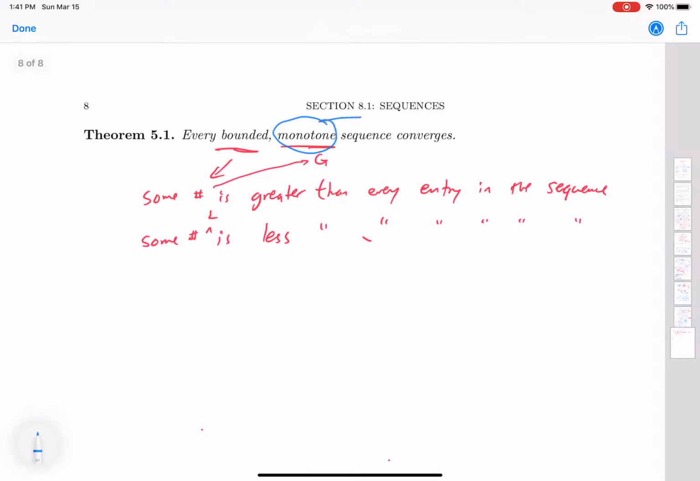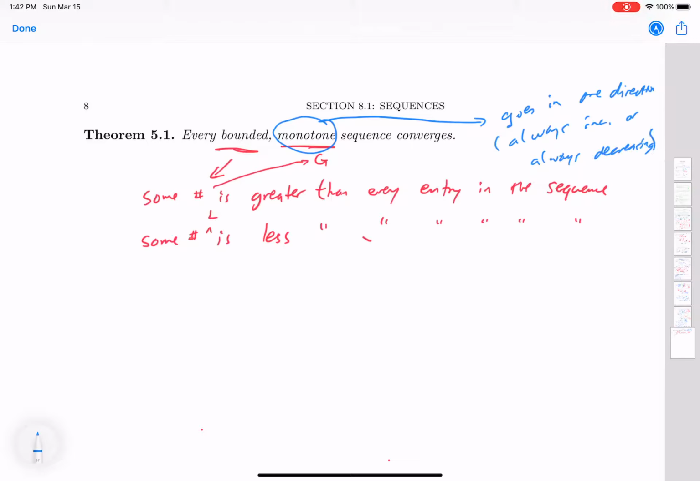Now, how about monotone? Monotone means it's always either increasing or it's always decreasing. So I'll just say it goes in one direction. So always increasing or always decreasing.